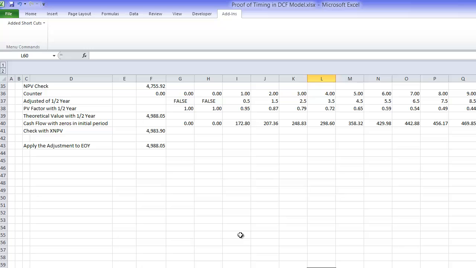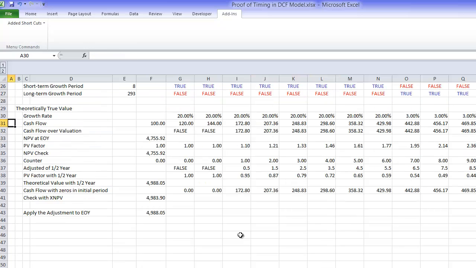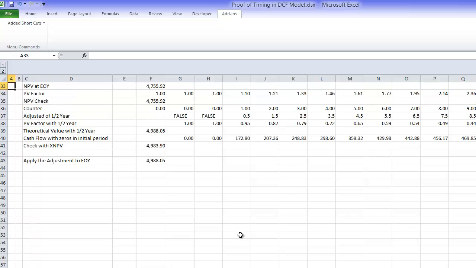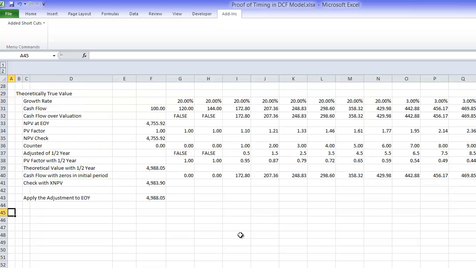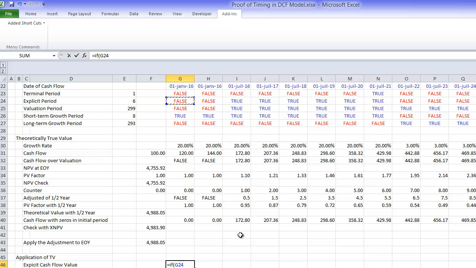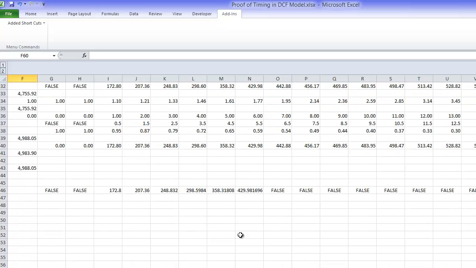Now, let's try the kind of application of terminal value. Now what we would do here is we would get explicit cash flow value, which I'm going to do fairly quickly, but if we simply take an if statement, not a multiplication, an if statement, take the explicit period and go up to the true cash flow, that gives us a false. So that's the same sort of idea.